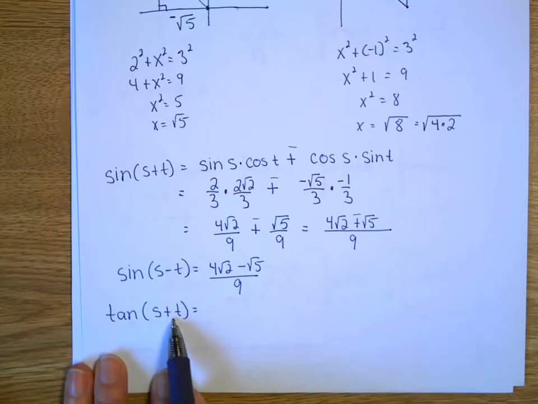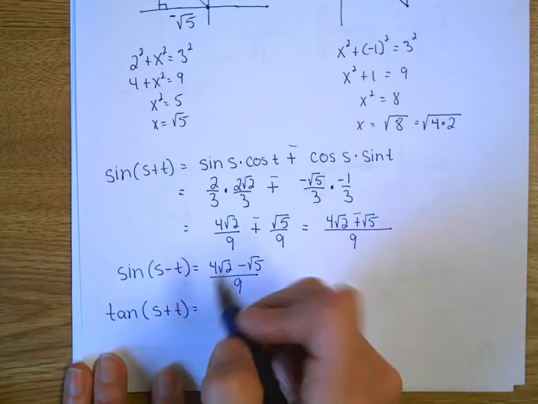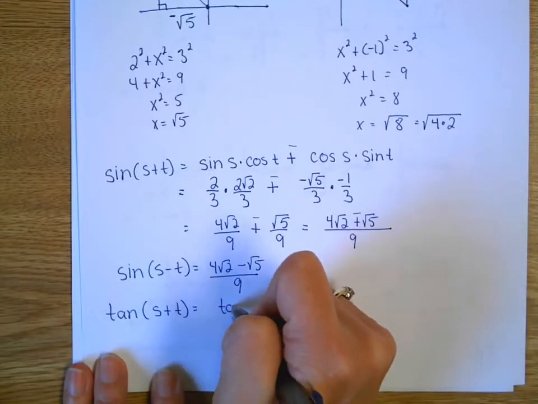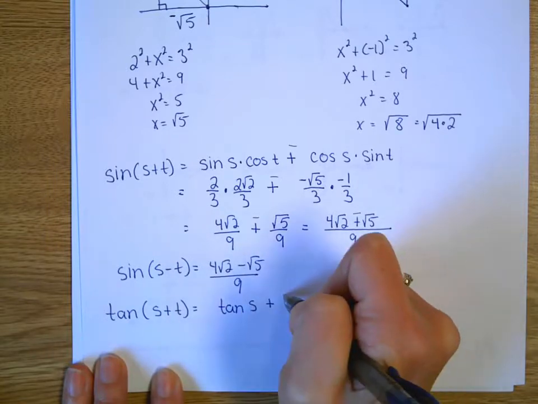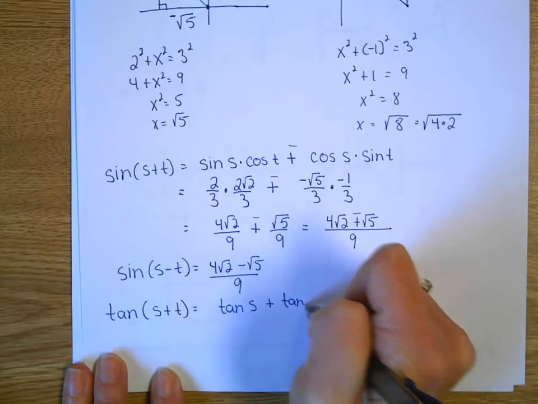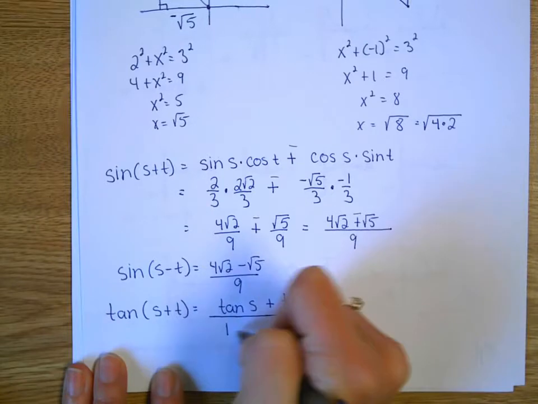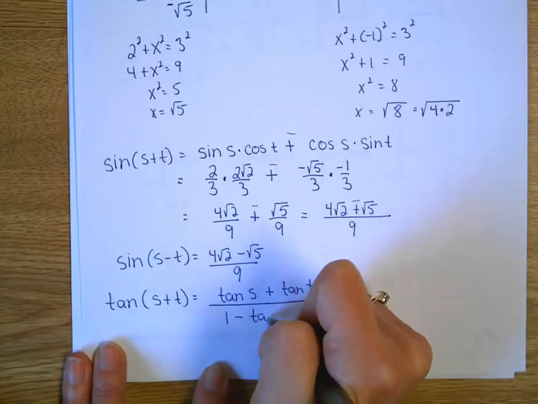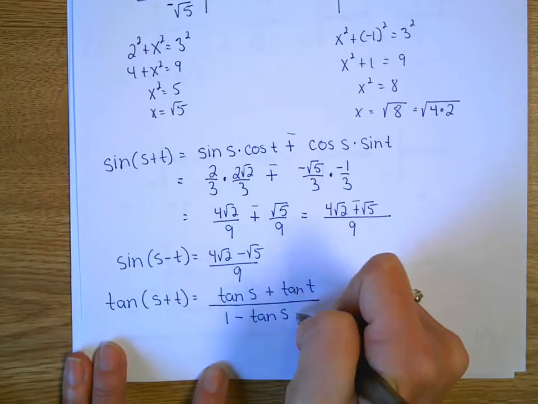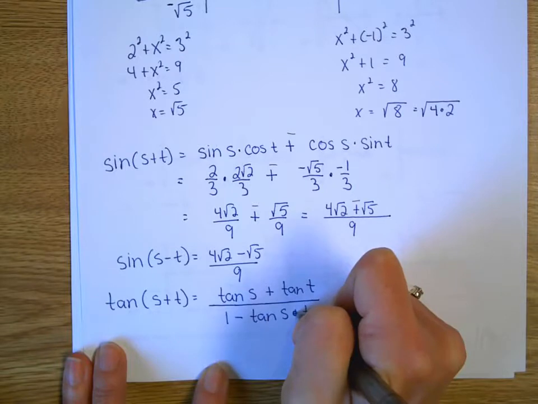Okay, tangent of s plus t. Write the identity out first. So the tangent, if I look back at the beginning of the notes, I'm going to need the tangent from s. I'm going to add the tangent from t. Then I'll divide by 1 minus those 2 multiplied together. Oh, times, not plus.